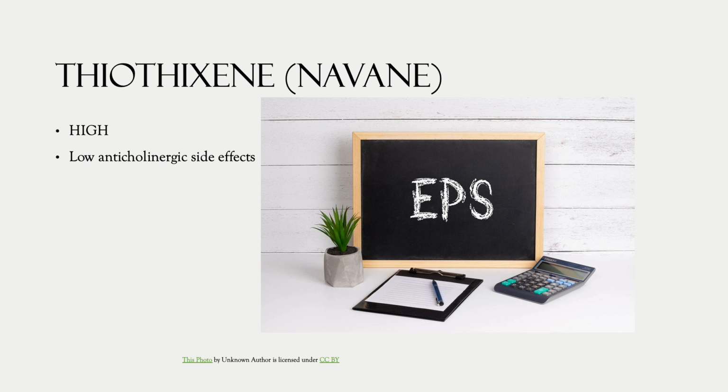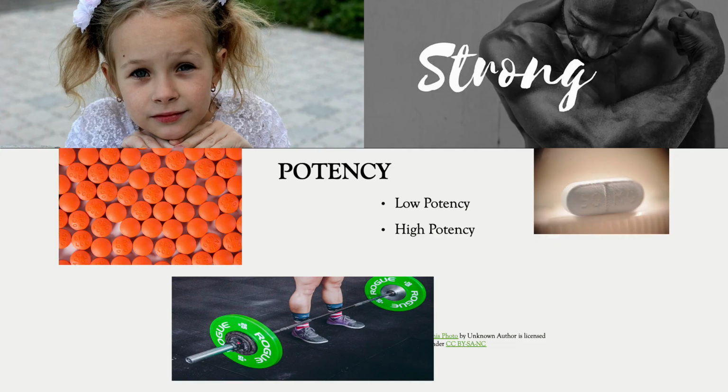Thiothixene, or Navane, comes in capsule, liquid, and injection, and is high risk for EPS and low for sedation. That falls in line with fluphenazine, perphenazine, trifluoperazine, and loxapine, which are all high risk for EPS and low for anticholinergic effects or sedation.